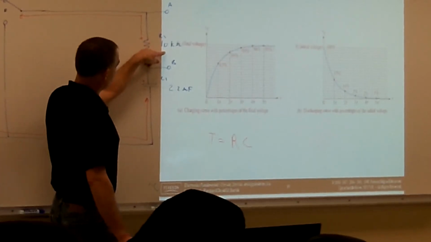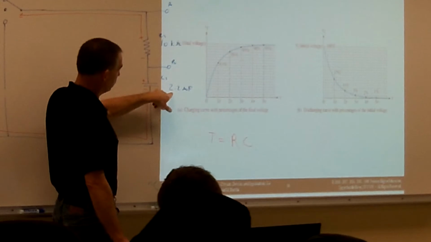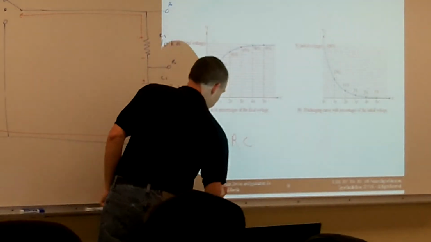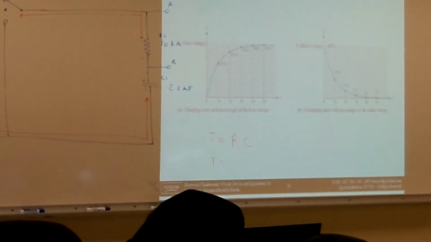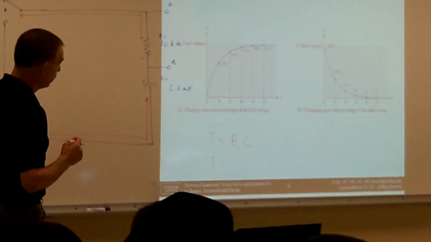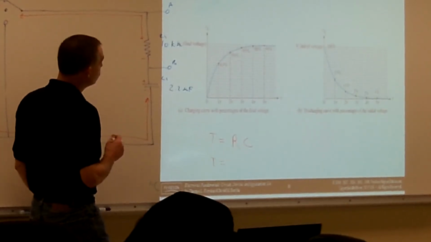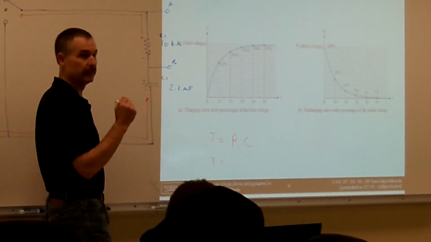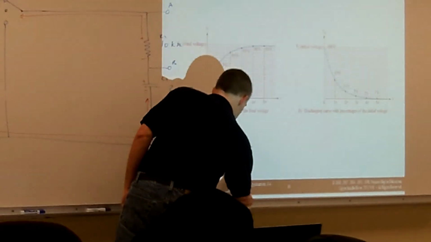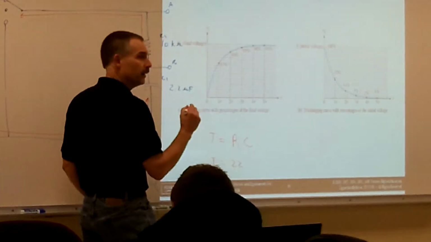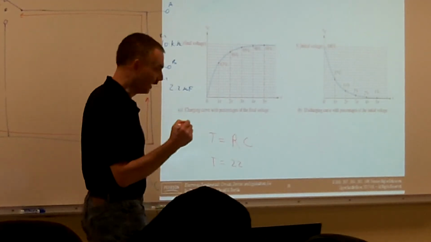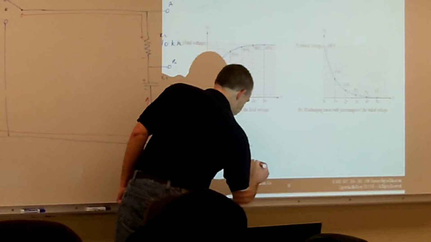On my circuit here, I have a 10 kilo ohm resistor and a 22 microfarad capacitor. What would my time constant be equal to? If I just multiply those two, what would I get? What'd you say? 22 whatever. Milliseconds, yep, because it's in time. So it's going to be 22 milliseconds.